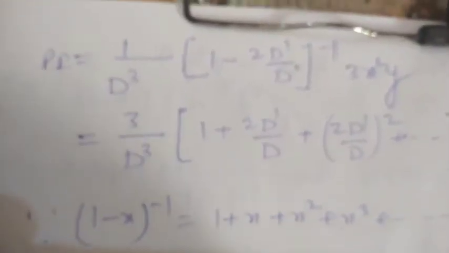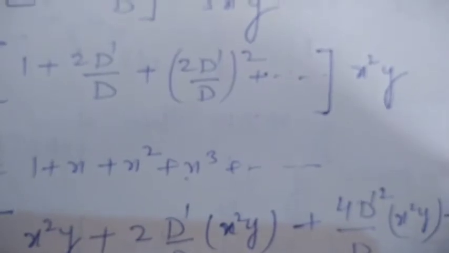Multiply this in the numerator inside the bracket, we will obtain x square y plus 2 d dash upon d x square y plus 4 d dash square upon d x square y plus and so on. So after this step we will obtain 3 upon d cube.